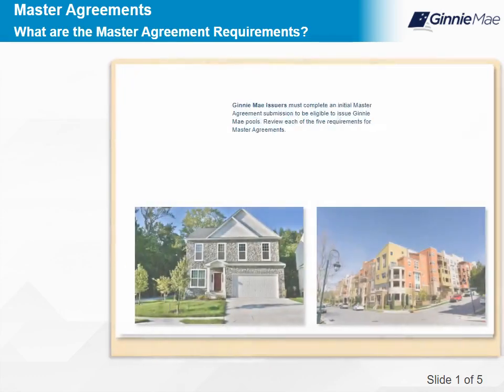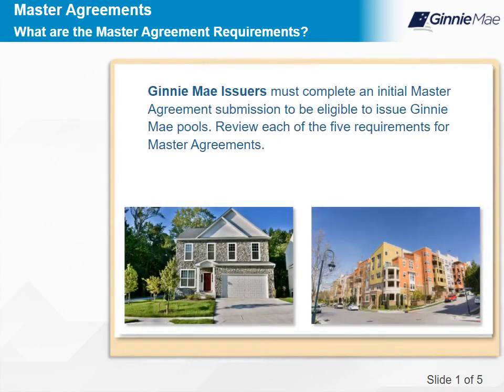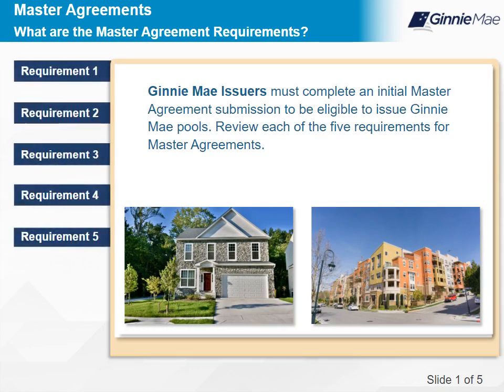Ginnie Mae issuers must complete an initial master agreement submission to be eligible to issue Ginnie Mae pools. Review each of the 5 requirements for master agreements. Select each folder tab to review the requirement. Select Next when you are finished.